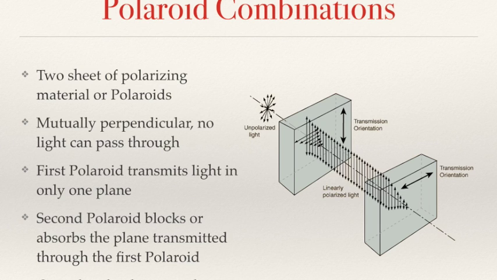When two sheets of Polaroid or polarizing material are arranged so that they are mutually perpendicular, no light will be able to pass through the two pieces of material. As unpolarized light passes through the first Polaroid, it has a vertical transmission orientation, which only allows light to pass through in one plane. The light that passes through the first Polaroid reaches the second Polaroid, which has a horizontal transmission orientation, and blocks or absorbs the light.